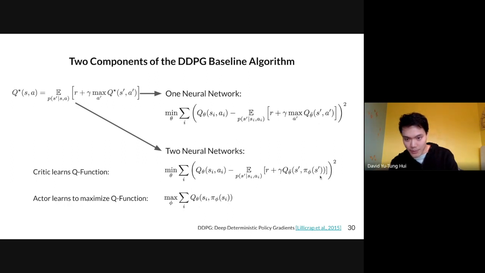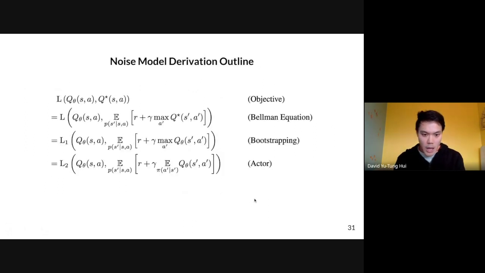Instead of taking the max over all A primes here, you can just use the policy pi as that approximation of the action that maximizes the Q function. This is quite useful in domains where you have a very, very large action space, or a combinatorial action space where it's not trivial to compute this maximum. So you can approximate that with this function. That means if we use this actor, we actually introduce yet another noise source. And so again, we have to have a loss function L2, which accounts for this other noise source that we're introducing.